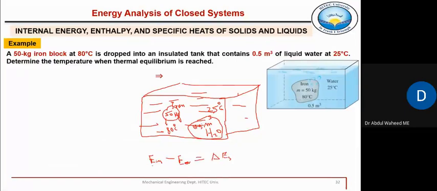So what is energy entering into this system? Is there any energy entering the system? If this is our system and this process is occurring, any energy which is crossing the system boundary, because this is an insulated tank, there's no energy crossing the system boundary. Any energy leaving the system boundary.